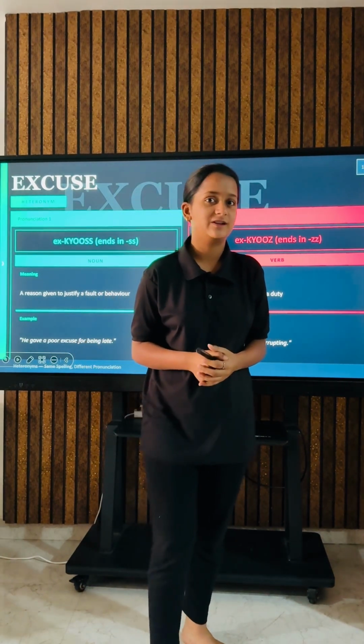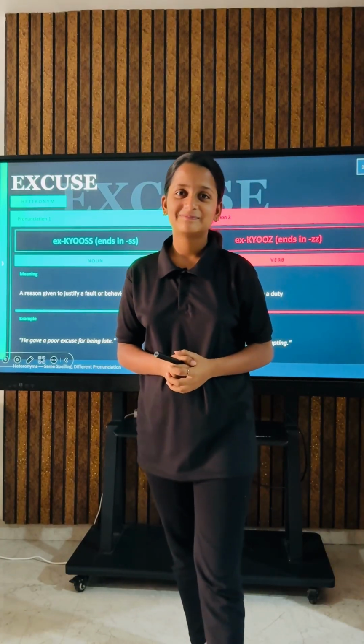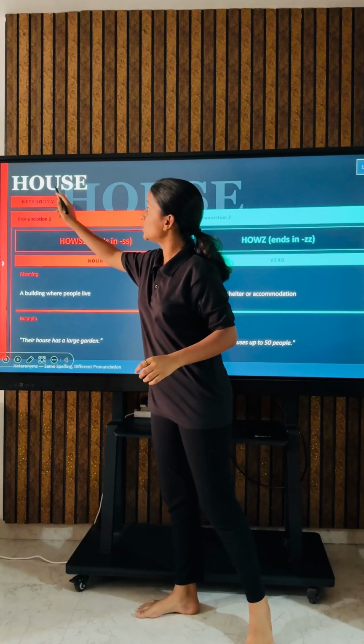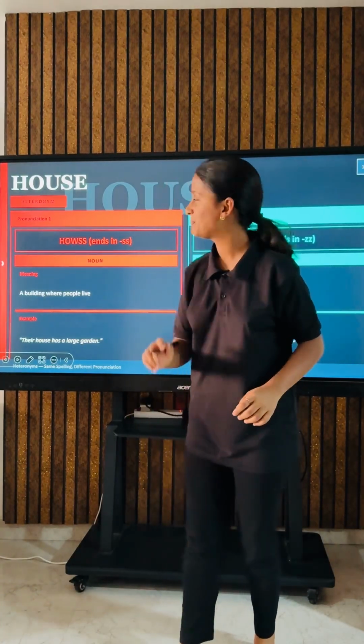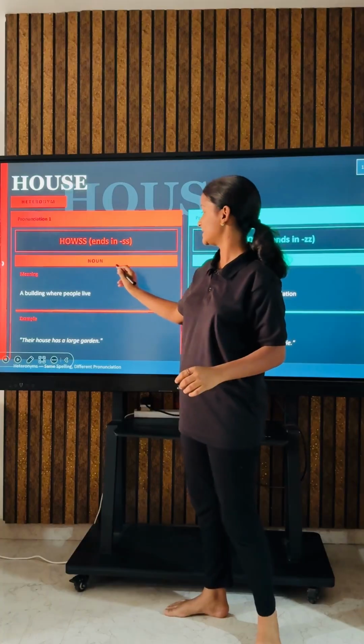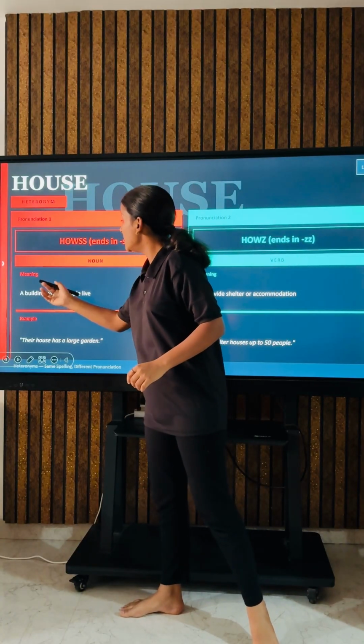A magic word. You must have learned this in school. So our first heteronym is H-O-U-S-E. Pronunciation 1 is house, ending in SS. As you already know, it is a noun, and the meaning is a building where people live.